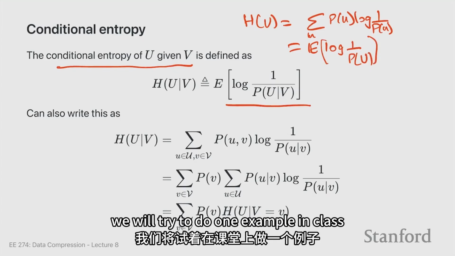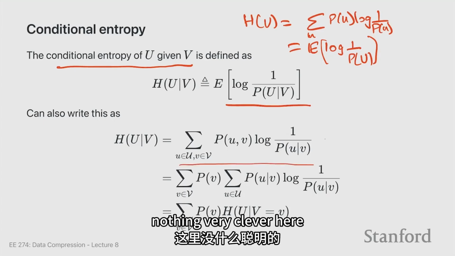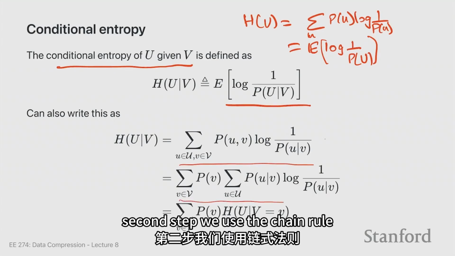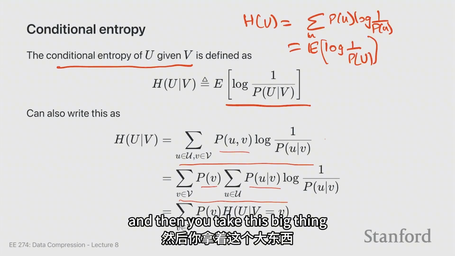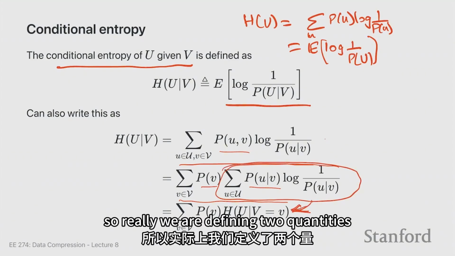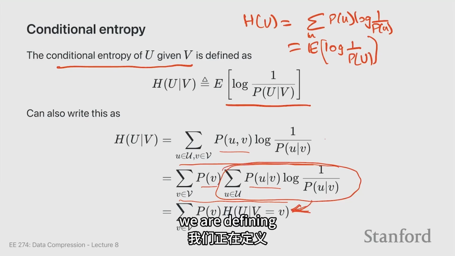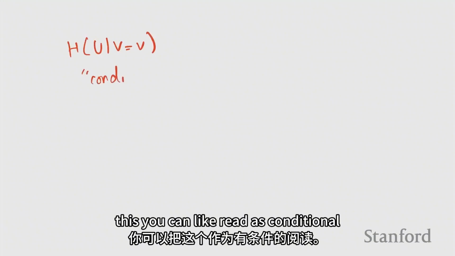We will try to do one example in class. This is just the definition of the expectation, nothing very clever here. Second step, we use the chain rule. So we write P(u,v) as P(v) multiplied by P(u given v). And then you take this big thing and you can write it like this. So really we are defining two quantities.